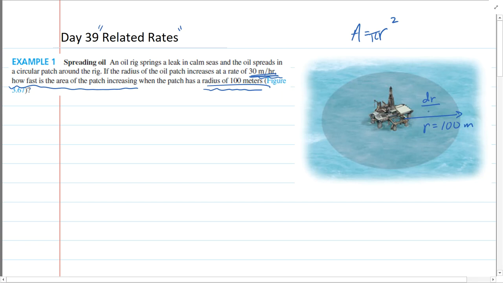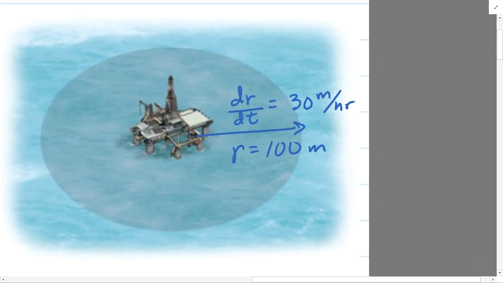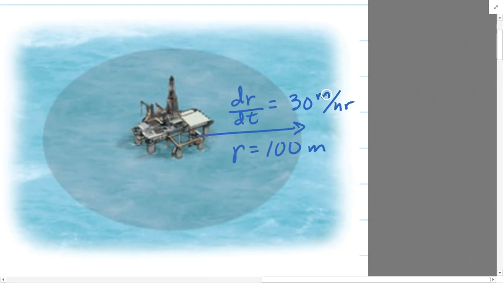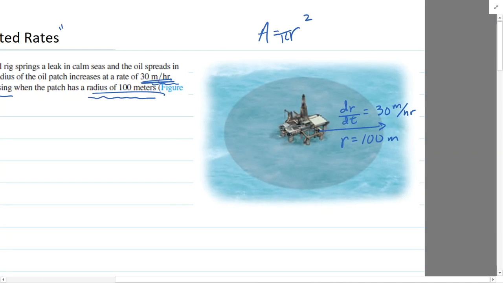So I'm going to call this dr dt. dr dt is equal to 30 meters per hour. And again, I'm calling this dr dt because our numerator unit is meters and our denominator unit is hours. There's that derivative.